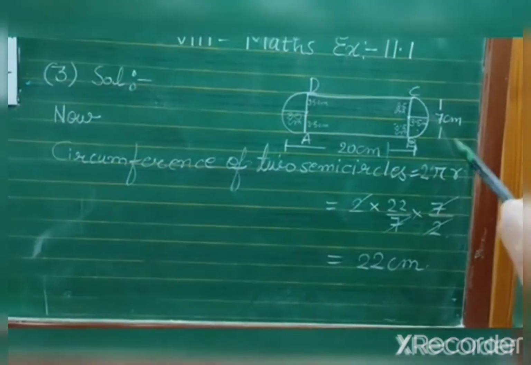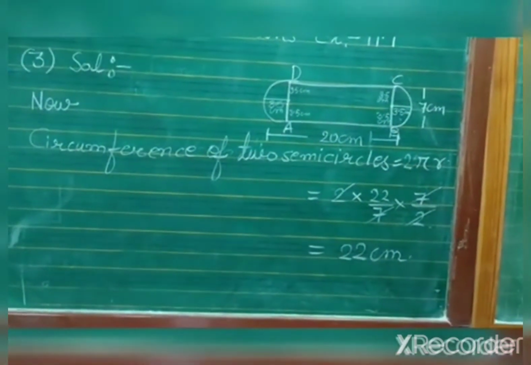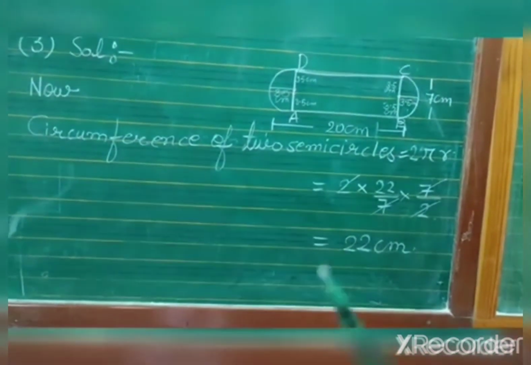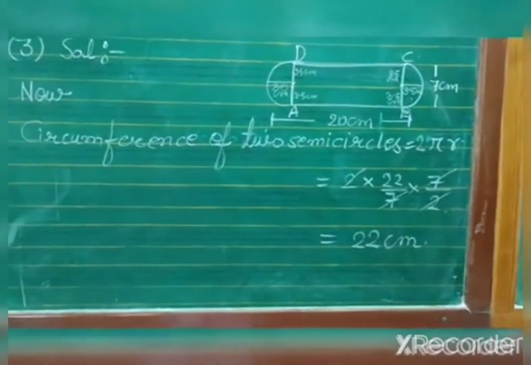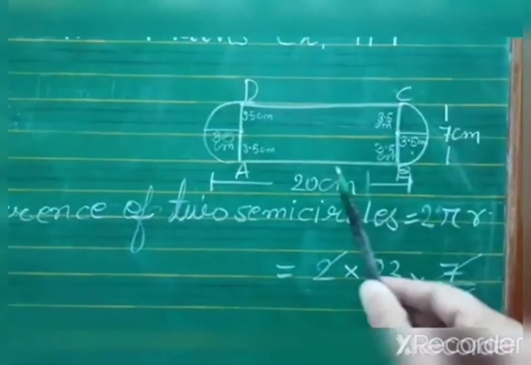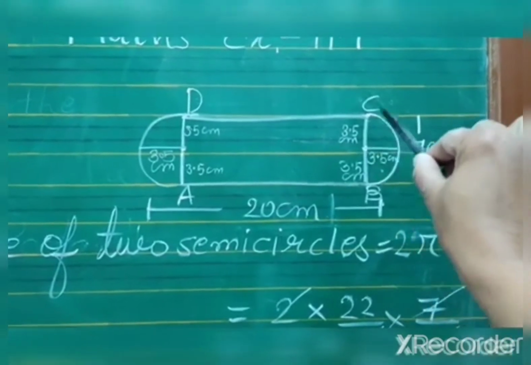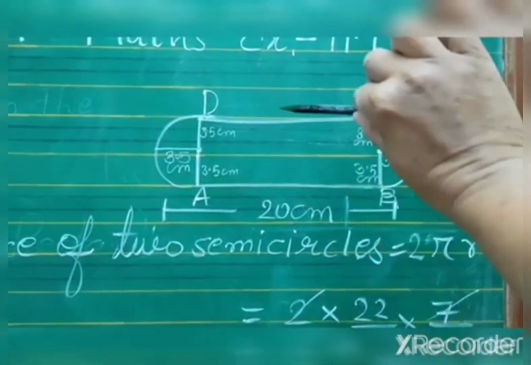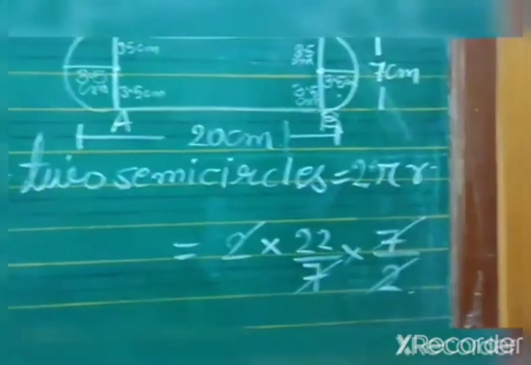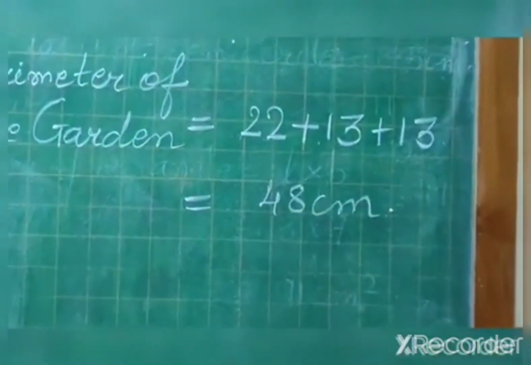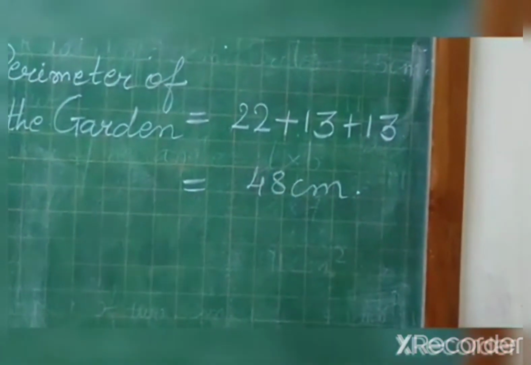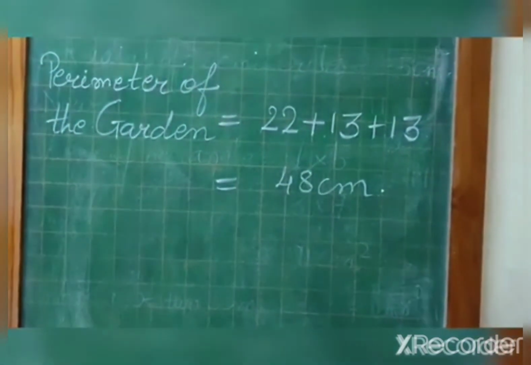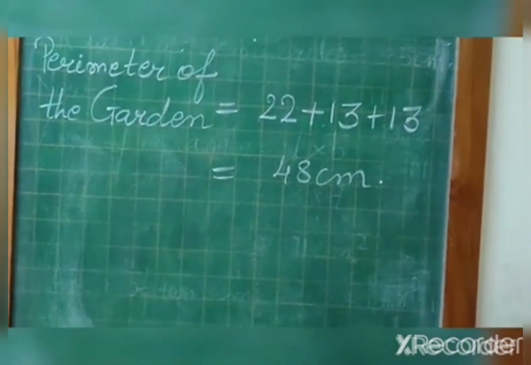Okay, so we will apply this formula, 2 pi r. 2 into 22 by 7 and r is 7 by 2, the radius. So 2 cancels with 2, 7 with 7, 22 centimeter. Okay. Now for this rectangle, this breadth is inside. So we will add only the opposite lengths. So perimeter of the garden is equal to 22 plus 13 plus 13, because we already know 20 minus 7 equals 13 centimeter. So the perimeter of the shape is 48 centimeter.